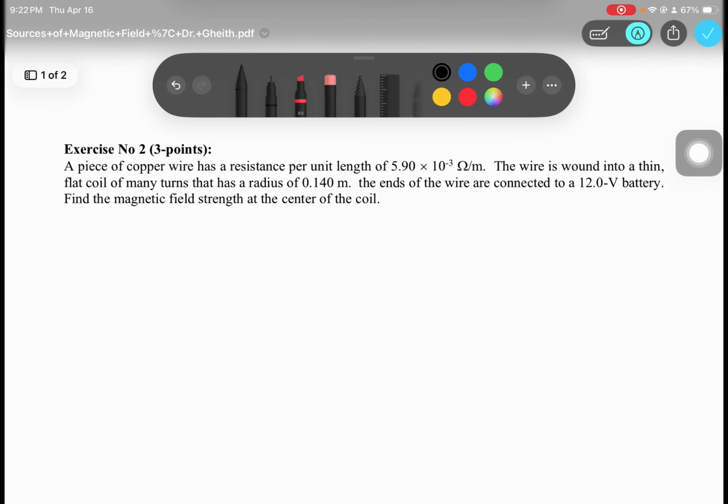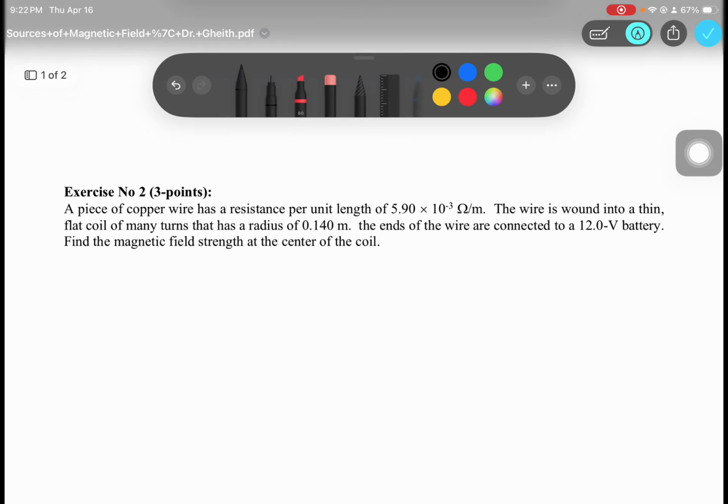Okay, so let's move to the second one. Here the resistance per length is given as 5.9 into 10 power minus 3 ohm per meter. The radius r is 0.14 meter, and V is 12 volts. Find the magnetic field at the center of the coil. So B is equal to question mark. Okay, so we know r and V. What equation can we use?